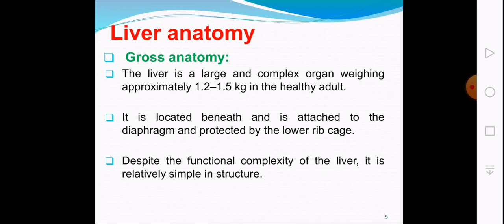Despite the functional complexity of the liver, it is relatively simple in structure. على الرغم من أنه الليفر بيقوم بمجموعة من الوظائف كبيرة جدا جدا. في آخر إحصائية طلعت إنه الليفر ممكن يقوم بحوالي 3000 وظيفة. الوظائف دي ممكن تكون major أو minor functions، قرابة 3000 وظيفة. فعلى الرغم من الوظائف الكبيرة والكثيرة اللي بيقوم بها الليفر، لكن من ناحية structure بنلقاه it is simple in structure، يعني ما complex زي الوظائف اللي بيقوم بها.